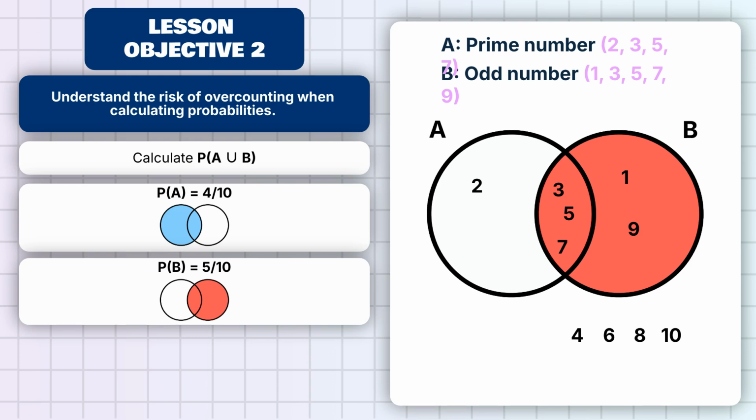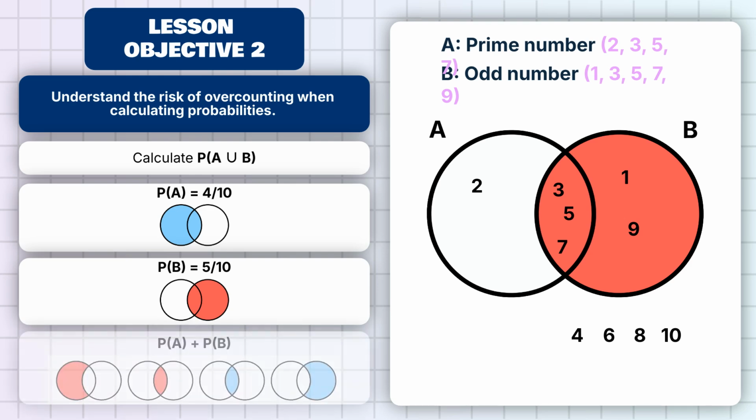But notice that when we add these two shaded areas together to find the probability of A plus the probability of B, we have actually added the intersection twice. We added it once when we took the blue shaded area and once when we took the red shaded area. This means that all of the numbers in the intersection have been counted twice.